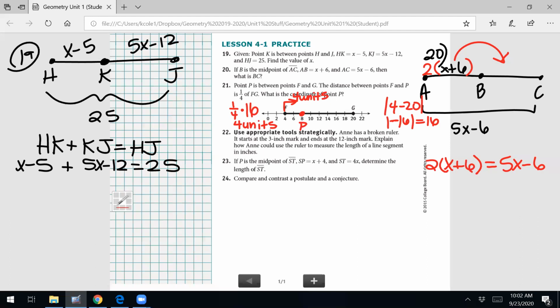Okay, 22. Anne has broken a ruler. It starts at the 3-inch mark and ends at the 12-inch mark. Explain how Anne can use the ruler to measure the length of the line segment in inches. What can she do? Good. Okay, so you could just subtract out the missing part. So just take away 3. What else? Anybody else have a good idea?